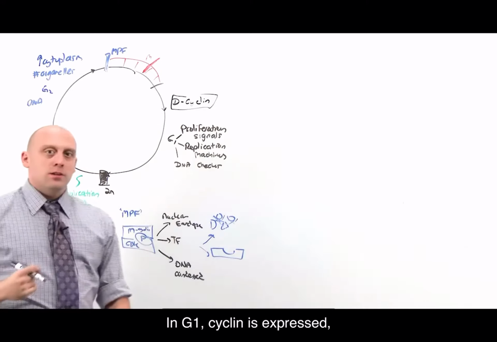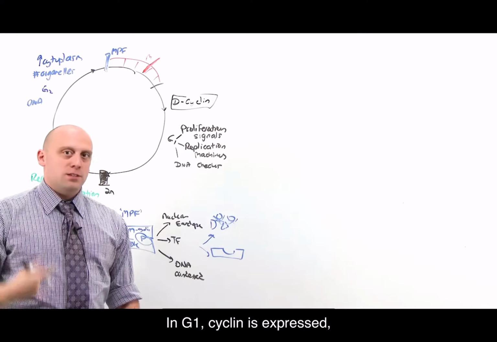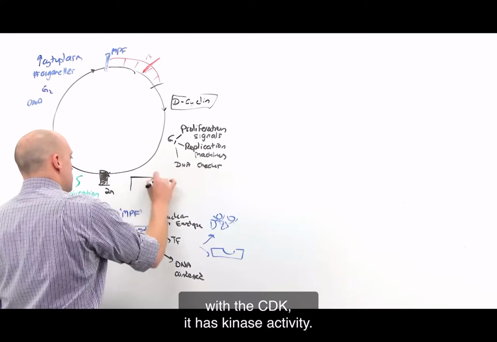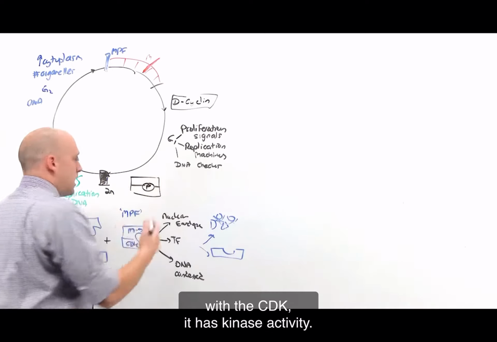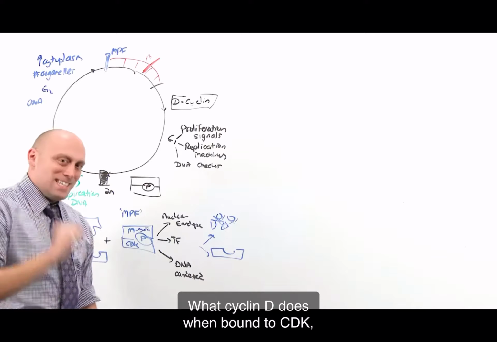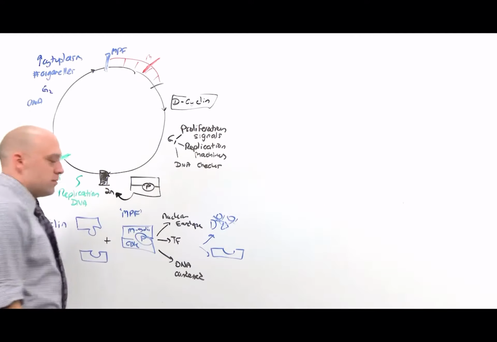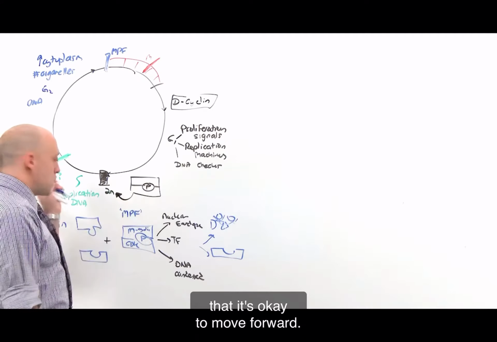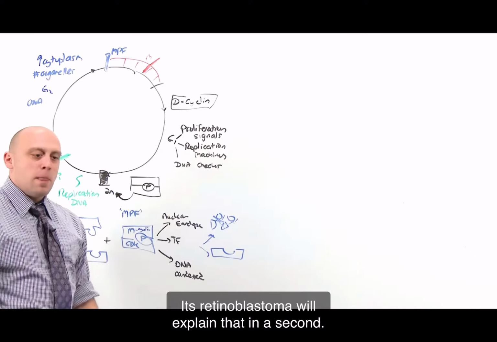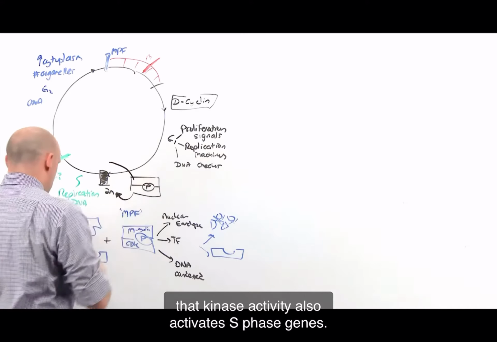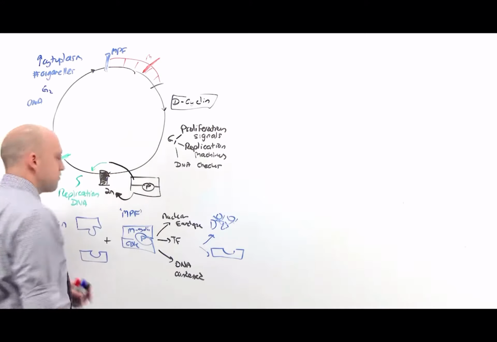In G1, cyclin D is expressed. And when cyclin D combines with the CDK, it has a kinase activity. What cyclin D does when bound to CDK is it tells the checkpoint signal, the guardian of the checkpoint, that it's OK to move forward. It's retinoblastoma. We'll explain that in a second. But in addition to passing the checkpoint, that kinase activity also activates S-phase genes.